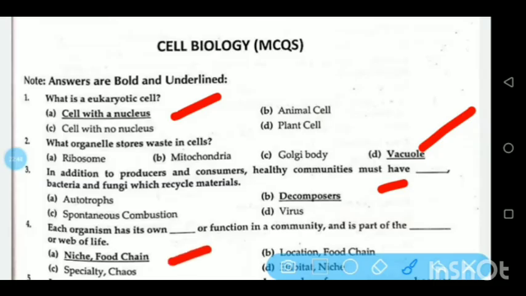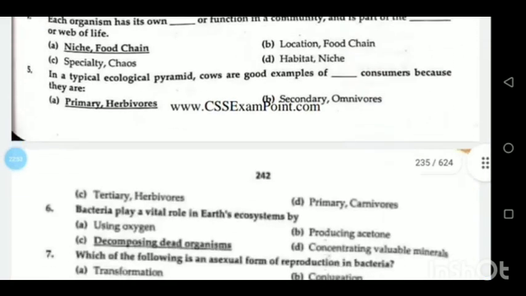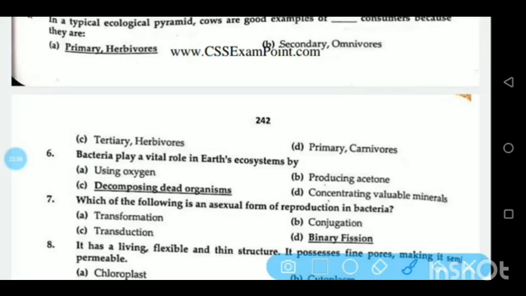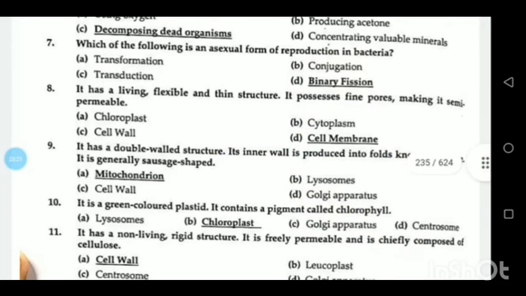Each organism has its own niche or function in a community and is part of the food chain or web of life. In a typical ecological pyramid, cows are good examples of primary consumers because they are herbivores. Bacteria play a vital role in Earth's ecosystem by decomposing dead organisms. Which of the following is an asexual form of reproduction in bacteria? Binary fission.